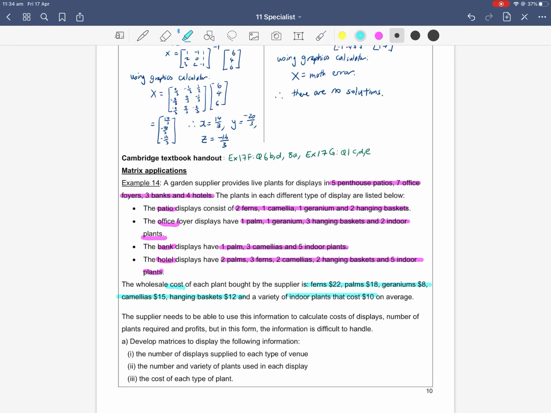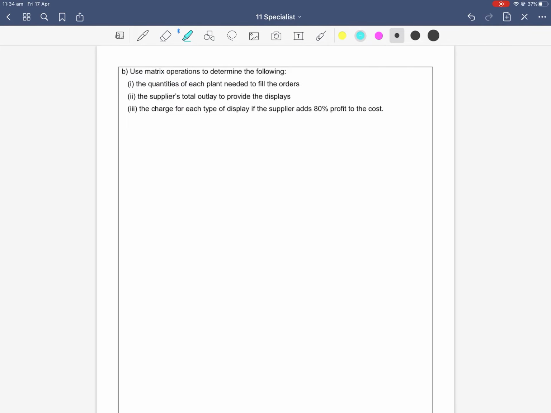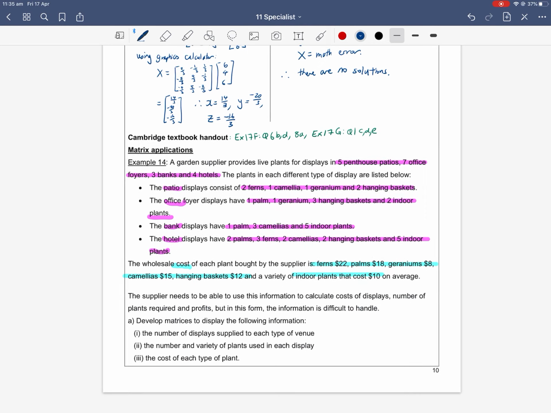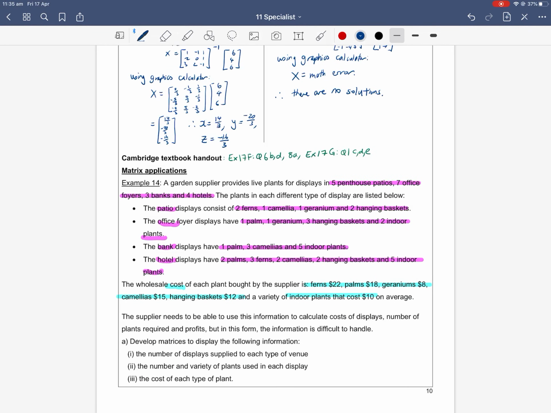Okay, so the supplier needs to be able to use this information to calculate the cost of displays, the number of plants required, and profits, but in this form, the information is difficult to handle. There is a lot of information going on. So we are going to use matrices to display the following information, and then we've got to do some calculations in part B to work out the total cost, etc. Okay, so part A. What kind of information do they want us to display?